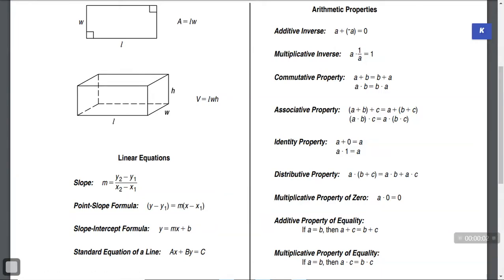All right, in this video, we are looking at linear equations properties. And specifically, we're going to be looking at the arithmetic properties. The arithmetic properties are listed on your Keystone Exam Formula Sheet, which is what I'm looking at right now. This is the formula sheet. It takes up the right side.